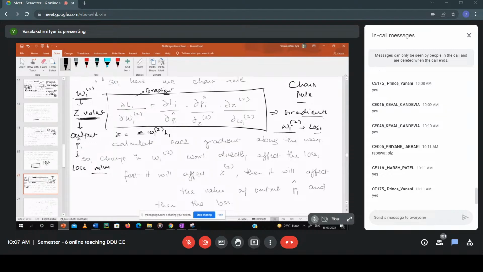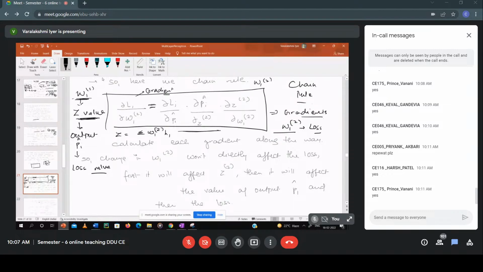we first have to calculate the gradient value, and then we have to update the weight associated with W12. Okay, we need to calculate the gradient. So in the gradient, we have a chain rule. We are implementing this gradient using a chain rule.